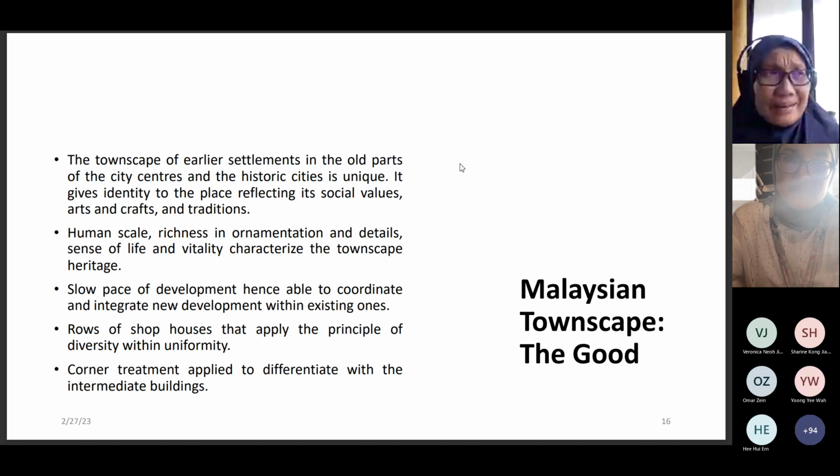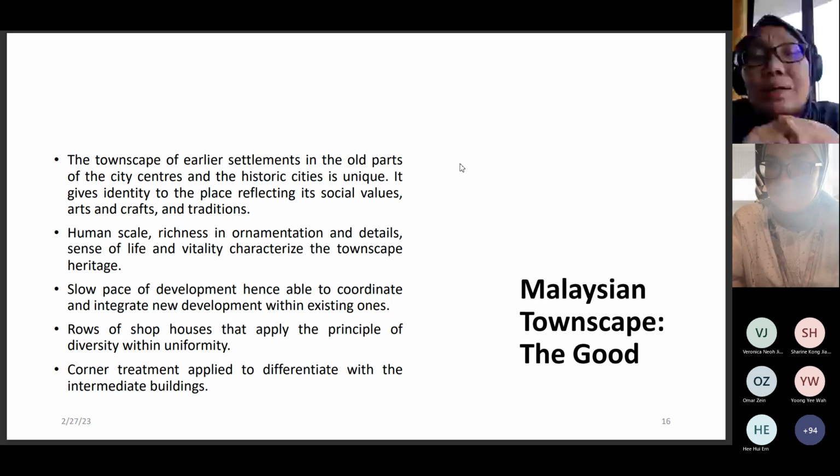Unlike now, when there are so many developments going on that there's no time for people to think about the implications of allowing certain development to go on. In the past, development was very slow, so you could take your time to study the impact of one building on another. And then the row of shop houses applied the principle of diversity within uniformity. They have one thing in common, they are tied to each other, but they have their own individual design to give their own identity, and yet they have a group value. And in the past, corner treatment was different, so you could have different designs for the corners and for the intermediate buildings. But now every part of the row of shop houses is the same. So this is one aspect of the good townscape quality that we are missing now.